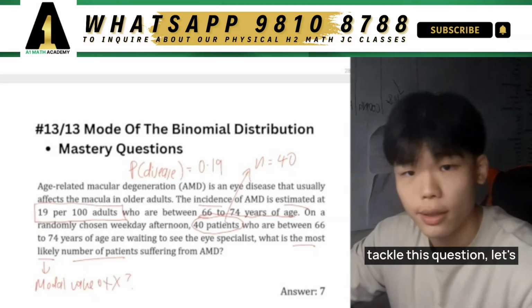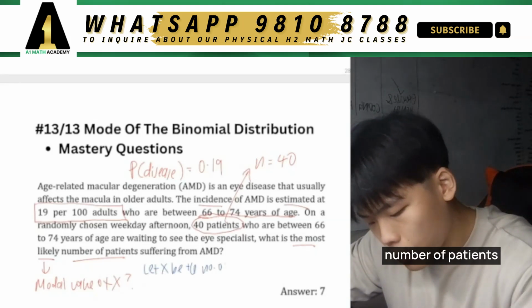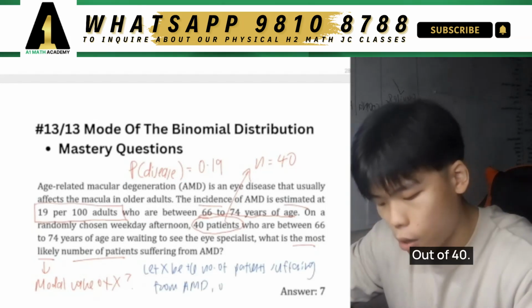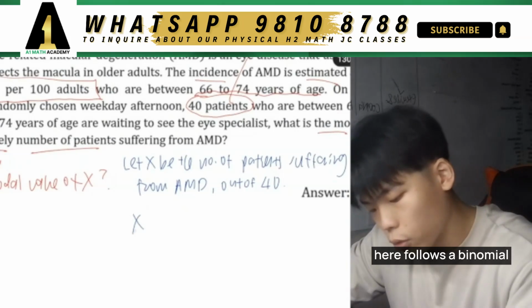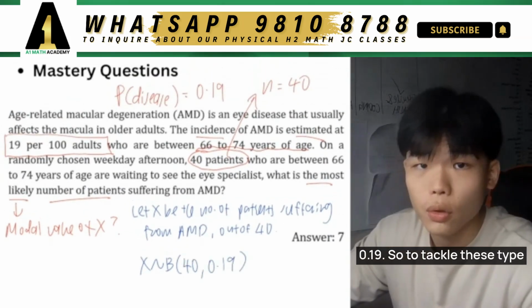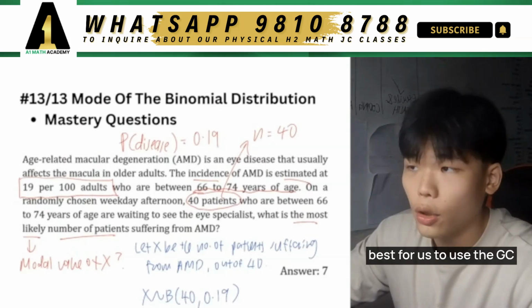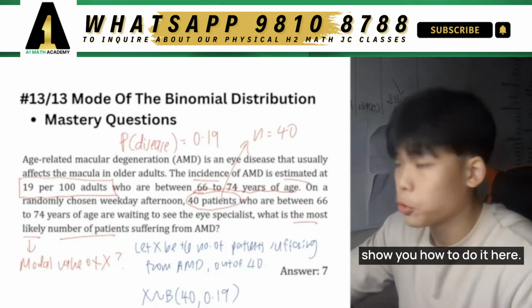To tackle this question, let's just define what's x first. Let x be the number of patients suffering from AMD, out of 40. And I know that my x over here follows a binomial distribution of 40, 0.19. To tackle these types of questions, given that there's no table, it will be best for us to use the GC to help us figure out what is the modal value. And I'll show you how to do it.